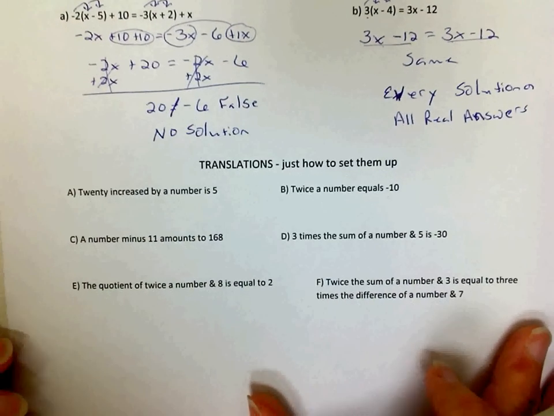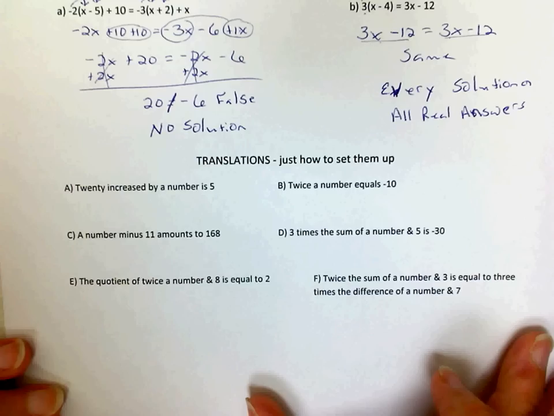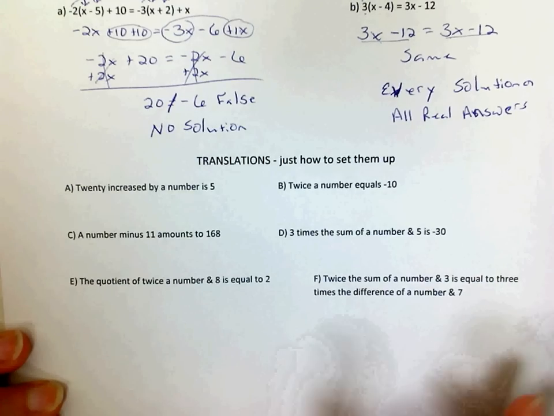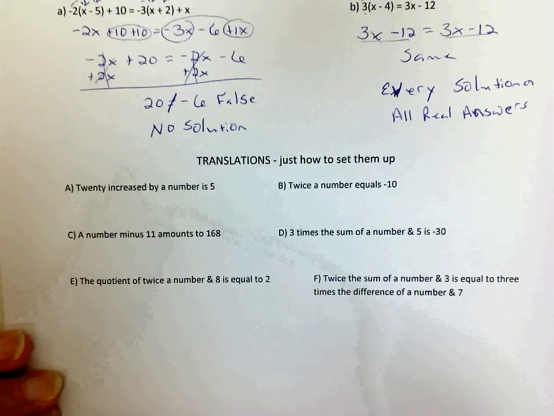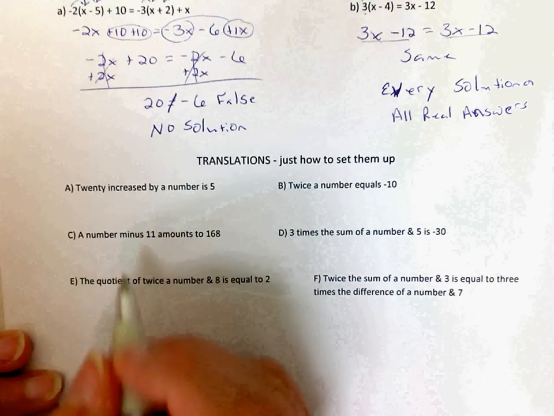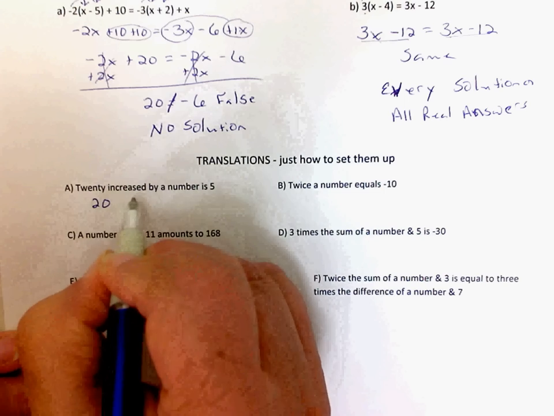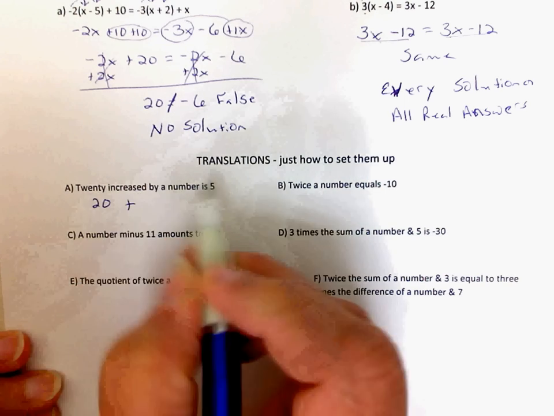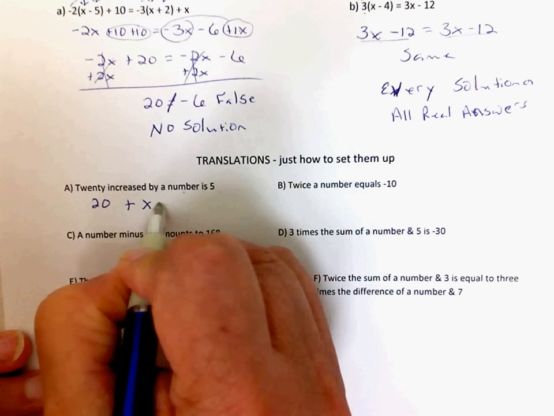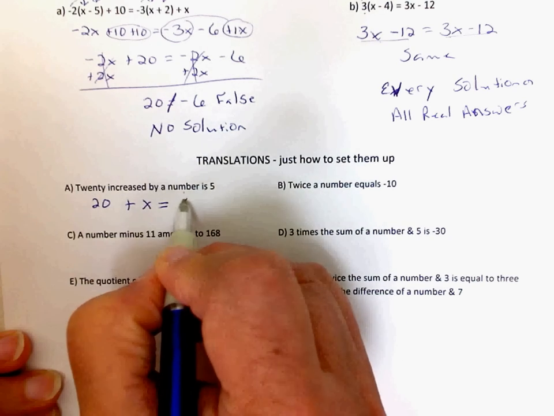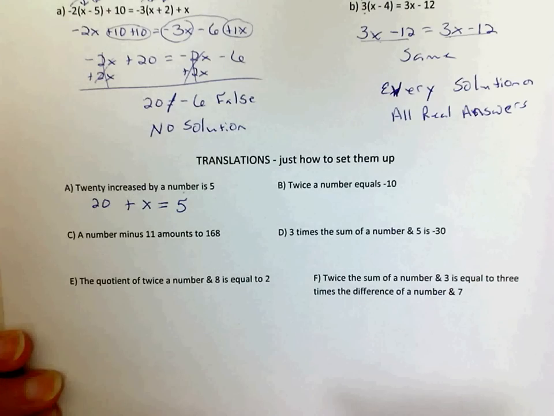Okay, I'm going to show you how to set these up. A lot of times at this point now they're going to ask you to find that number. So I'm just going to set them up and I'm going to let you solve them. 20 increased by a number. 20, and then increased means plus, a number means x, is means equals, and then 5. And I'm going to let you solve that.